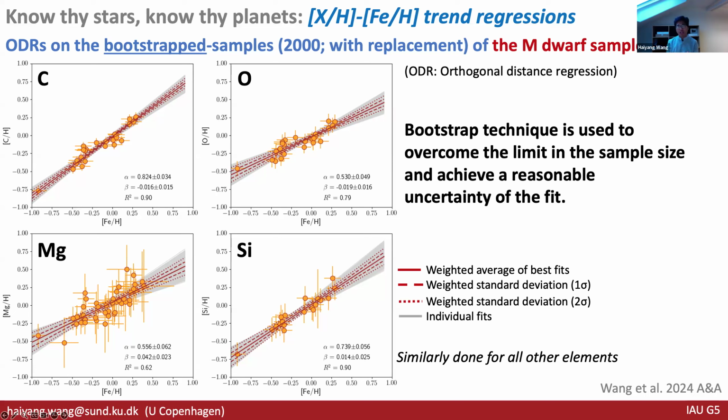For each sample, I did an ODR fitting to get the trend. Then I combined these 2,000 ODR fits to get the best parameters for the slope, alpha, and also the intercept, beta. So this helps you overcome the limit in the sample size and achieve a reasonable uncertainty of the fit.